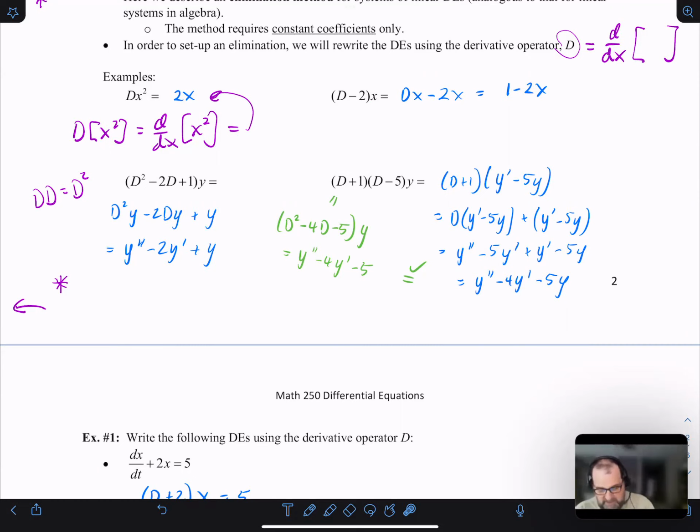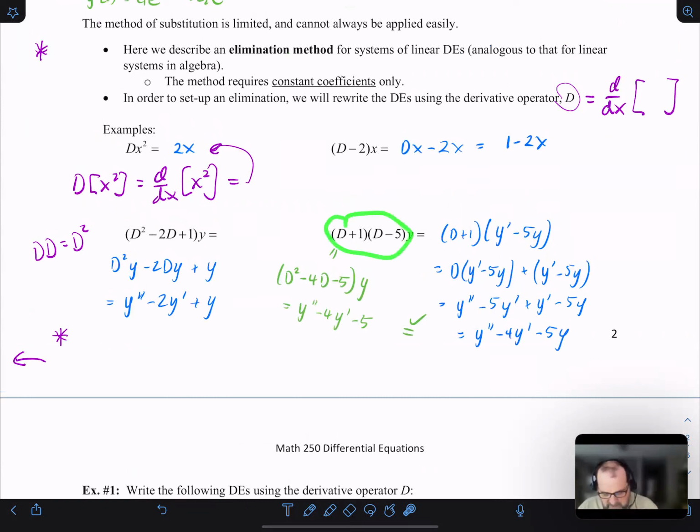But notice the other option is to FOIL out D plus 1, D minus 5. If you FOIL this out, you get D squared minus 4D minus 5. And if you act this on y, we indeed get the very same thing. So this is kind of a curious thing, yes? There is really no particular reason to assume algebra like FOIL works on something like this, because D is not a variable, D is not a quantity, D is an operation, right? It's just an operator telling you to do something. However, it does seem to work in this case.